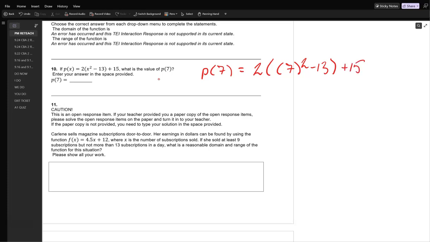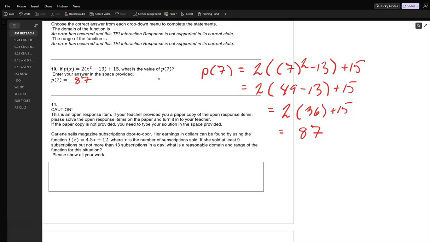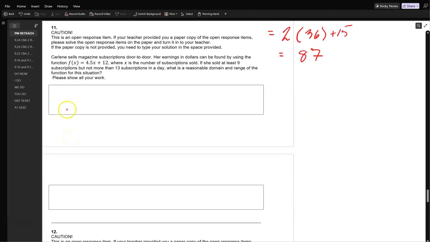Okay. We also established that anytime you substitute, it's an excellent habit to introduce parentheses. Okay, so anybody reading can clearly identify what just happened. And we now perform the math, PEMDAS. Which is going to give us 36. 72 plus 15 is 87. Okay. Let's continue forward to 11.